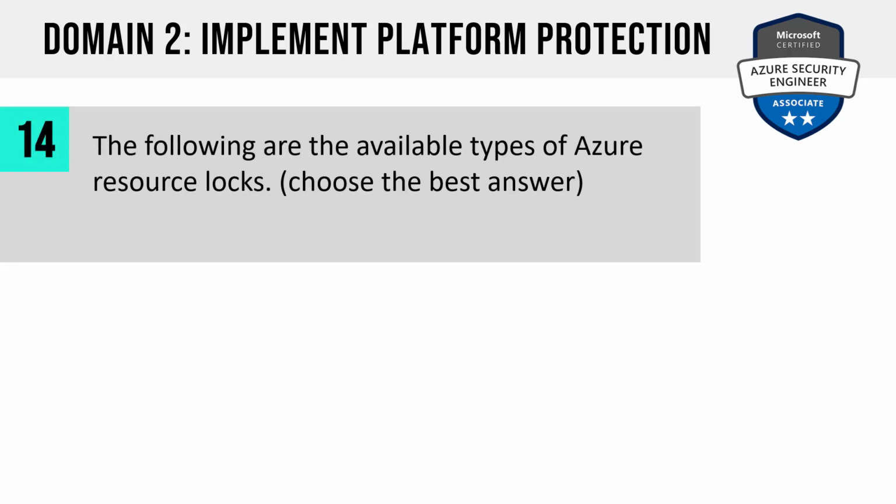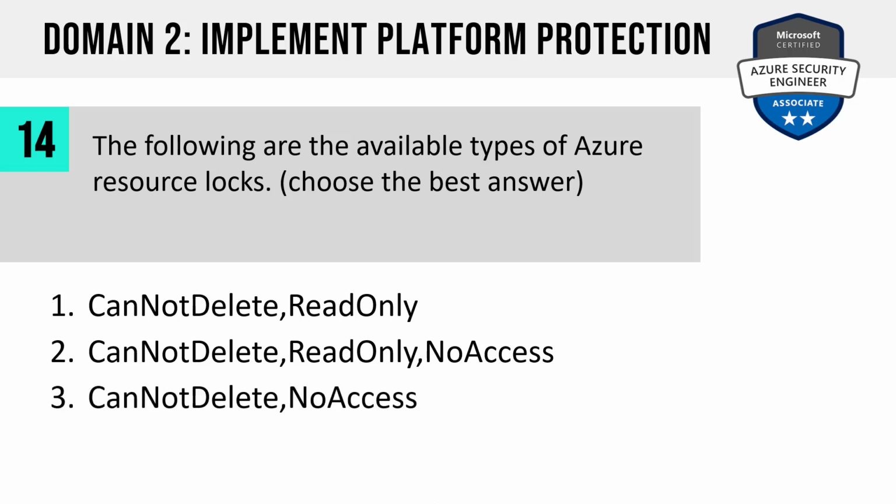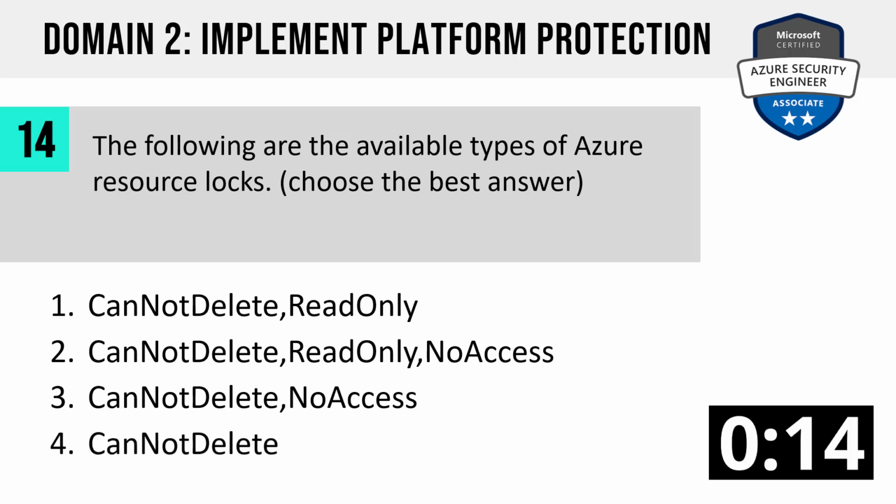Question 14. The following are the available types of Azure resource locks. Choose the best answer. Option 1, cannot delete and read only. Option 2, cannot delete, read only, and no access. Option 3, cannot delete and no access. And option 4, cannot delete.